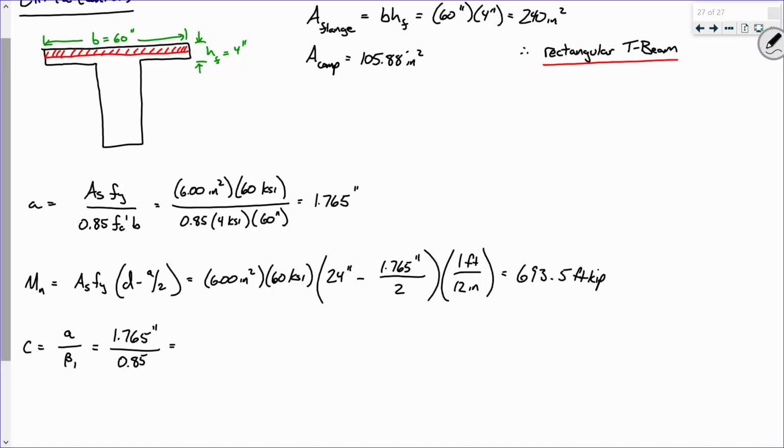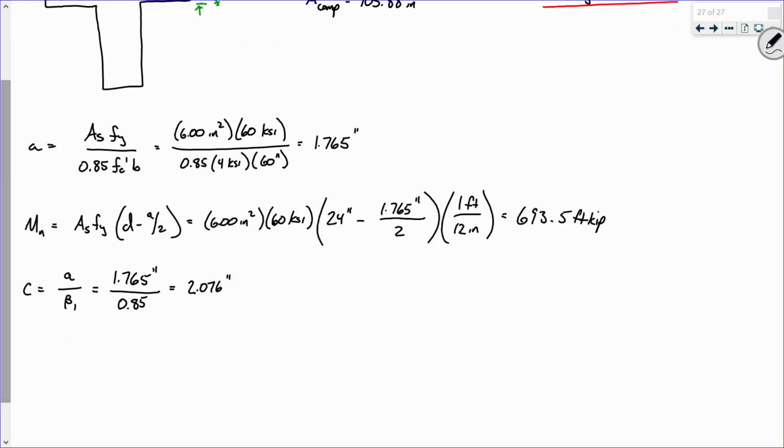So what do we got here? 2.076. All right. Now that we've got c, now what do we compute? Epsilon sub t, our strain in the steel. Somebody said the term similar triangles. They're exactly right. So epsilon sub t is 0.003 times quantity d minus c over c. There we go. Remember that?